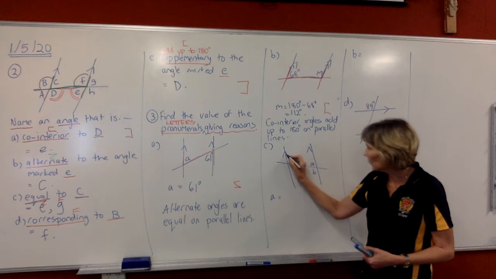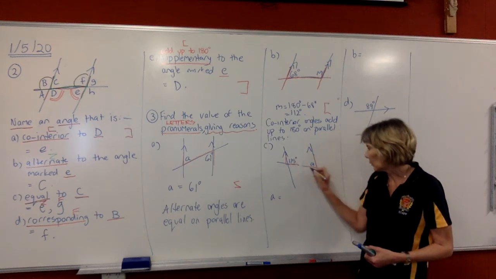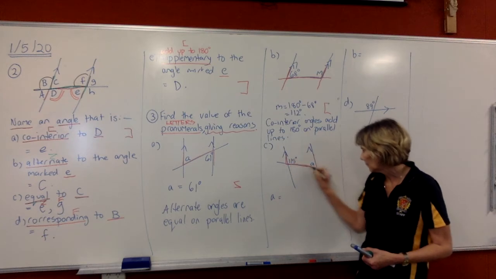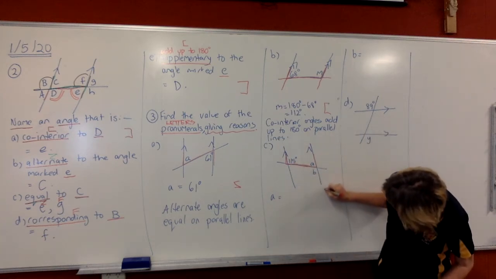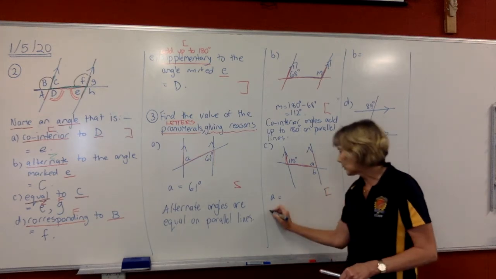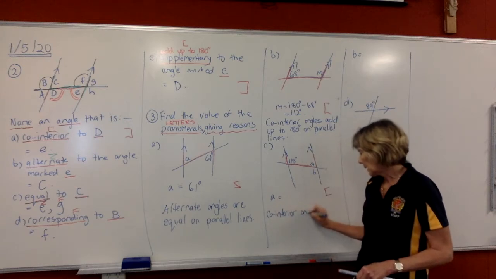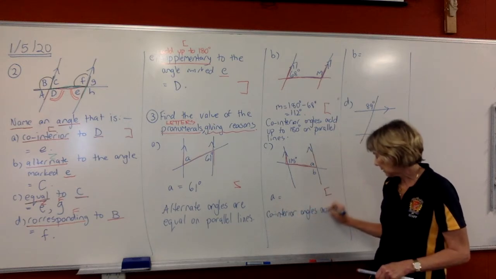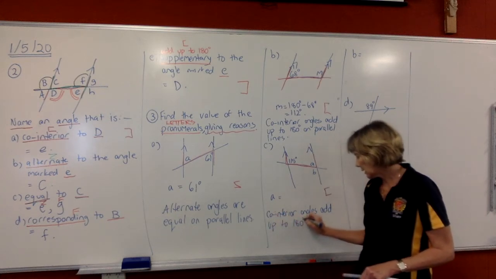So I'm going to go around the 115 degrees and around the A, because that's what we're looking for. If you look at it with your parallel lines across the page, you'll see a C shape. So you know they're co-interior angles. So our reason here is going to be co-interior angles add up to 180 degrees on parallel lines.